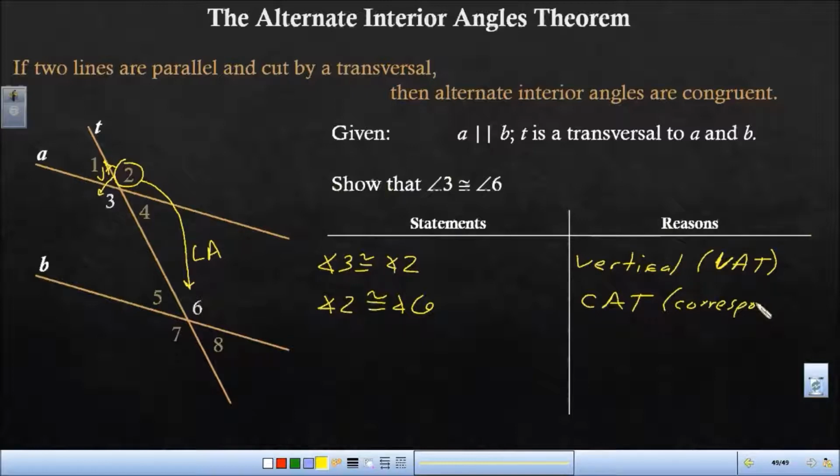Alright, and now we have to connect the dots. Okay, so if you look here, angle 2 is used to connect them, so we say angle 3 is congruent to angle 6 by the transitive property. And all of our proofs, except for the consecutive interior angles theorem, use this same pattern. It's vertical, corresponding, transitive. Over and over again.